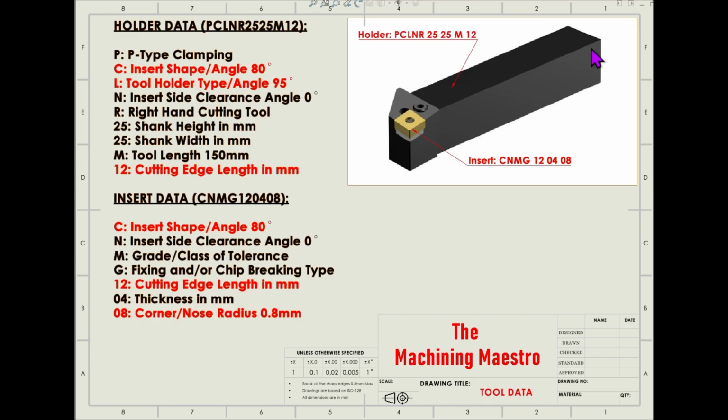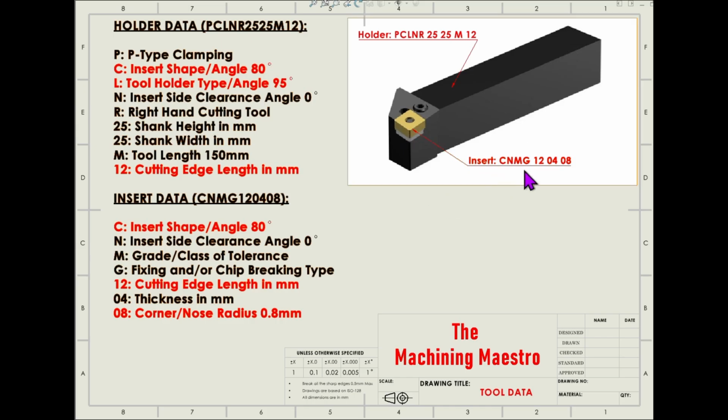M is the total length of the tool holder. From here to here is the length of the tool holder, which is 150 mm. And 12 is your cutting edge length. Cutting edge length means the side wall length of the yellow portion, the insert, which is 12 mm.